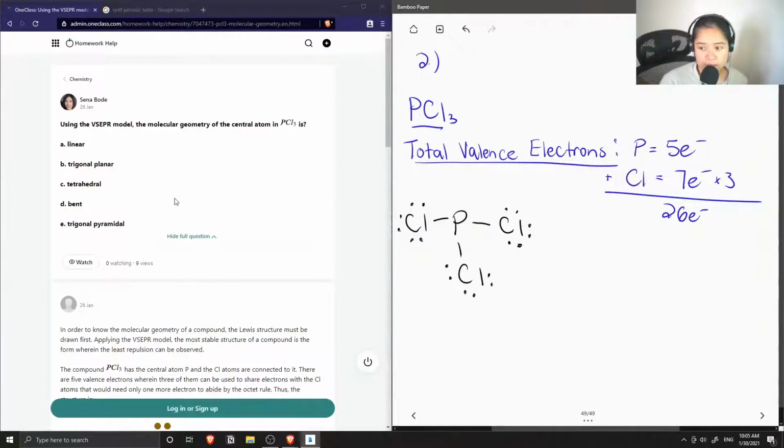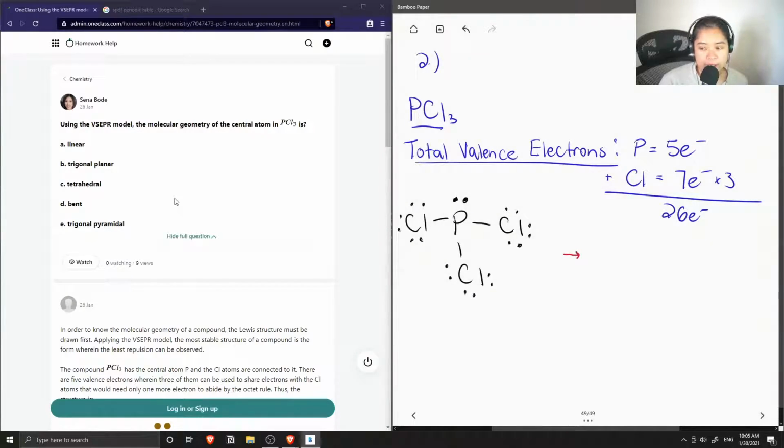So if we recall that each bond contains 2 bonding electrons, and we have 3 bonds, and we can see that each chlorine atom contains 6 non-bonding electrons. So far, I have drawn 24 out of the 26 electrons in this structure. So for the remaining 2, I'm just going to place them on my phosphorus atom. So now I have the Lewis structure for phosphorus trichloride, and I need to find out its molecular geometry.